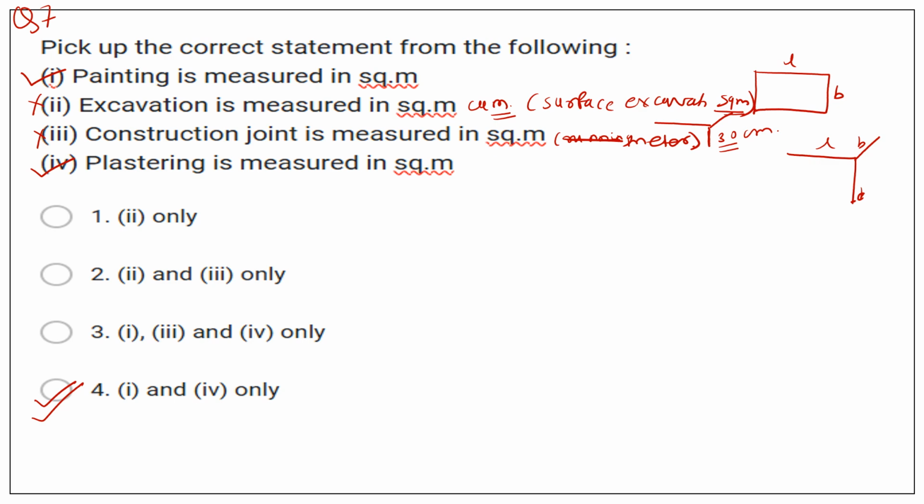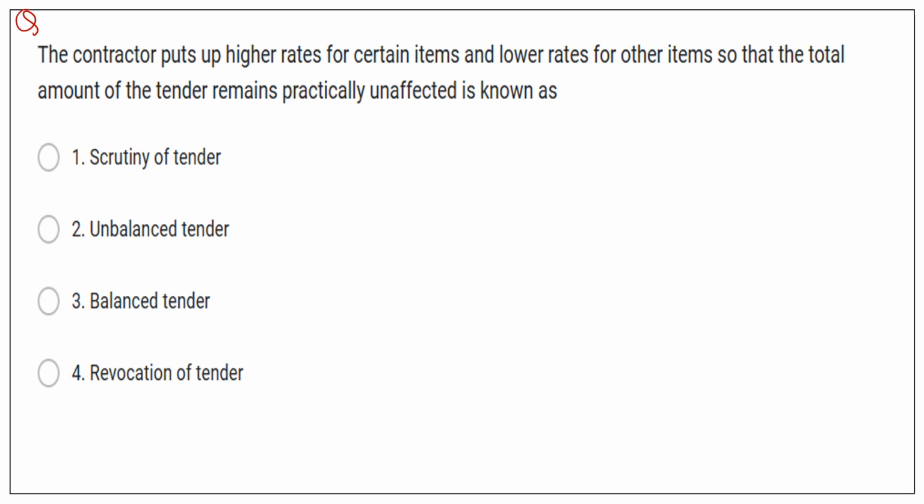The next question. Question number 8. The contractor puts up higher rates for certain items and lower rates for other items so that the total amount of tender remains practically unaffected. Here, higher rates for certain items and lower rates for the other items to keep the tender practically unaffected, that tender is known as unbalanced tender. So the second option is correct here.